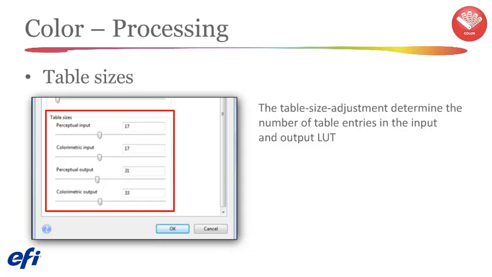And finally, you will find four controls that can be used to modify the size of the input and output perceptual and colorimetric tables. Increasing the size of the tables may provide increased accuracy, but will also increase the time needed to produce color conversions.